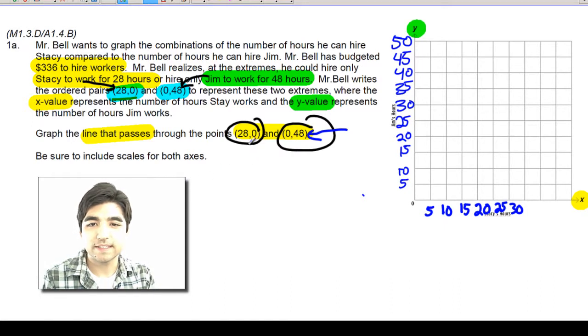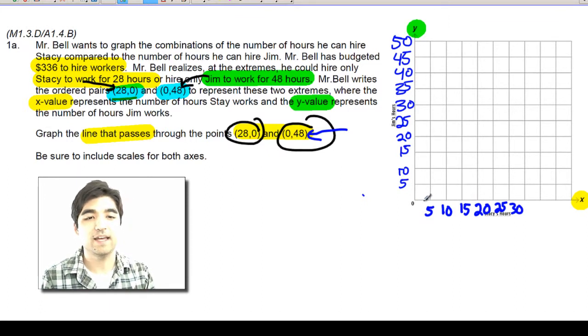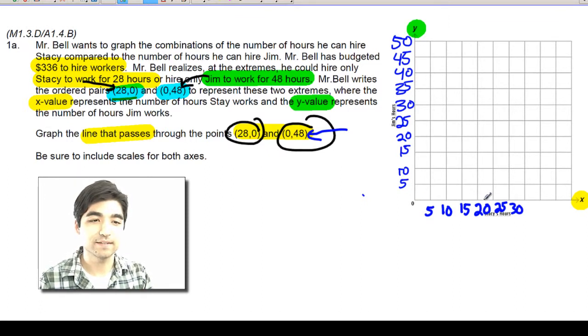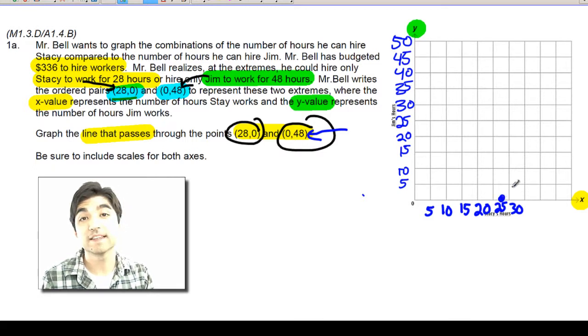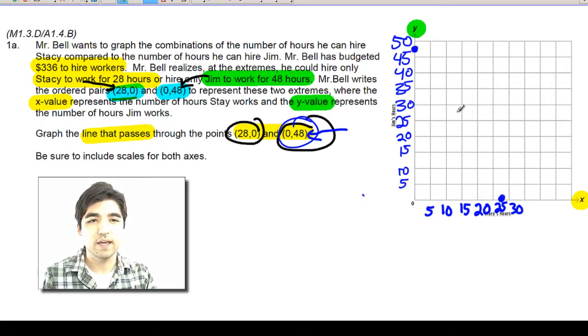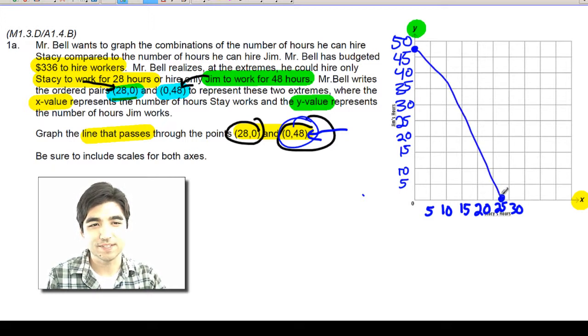So we know that Stacy is 28, 0, so we need to go on the x-axis here to 28. That's 20, that's 25, so 28 is in here somewhere. So put a big dot there. And then we know that Jim is 0, 48, so we go up to 48-ish, about right there. And then you have to draw a line in between the two. Whoa, look at my line.